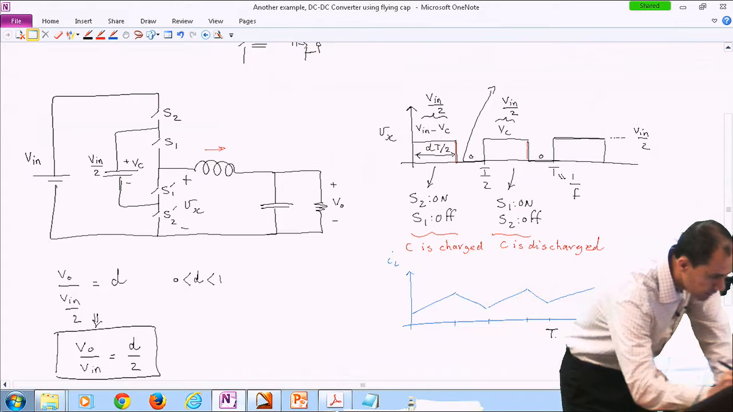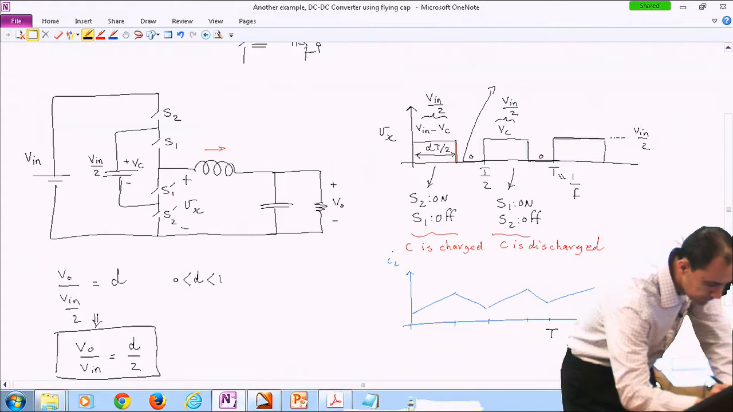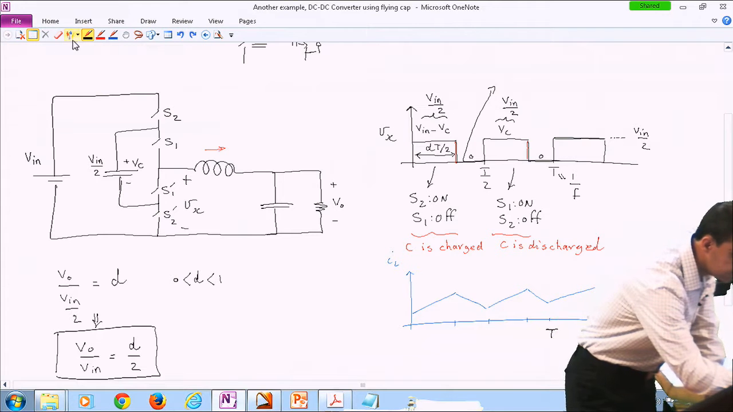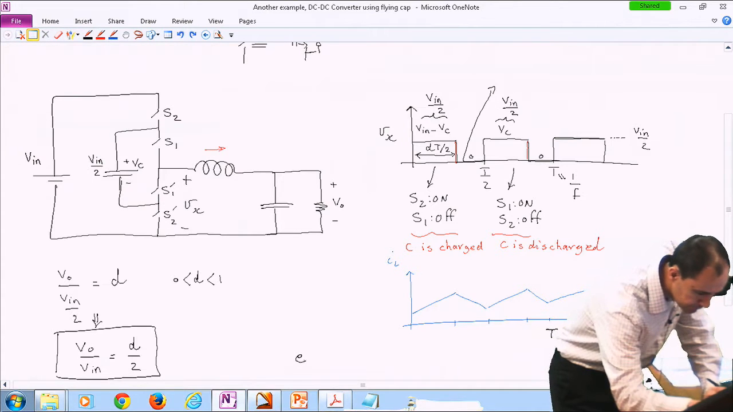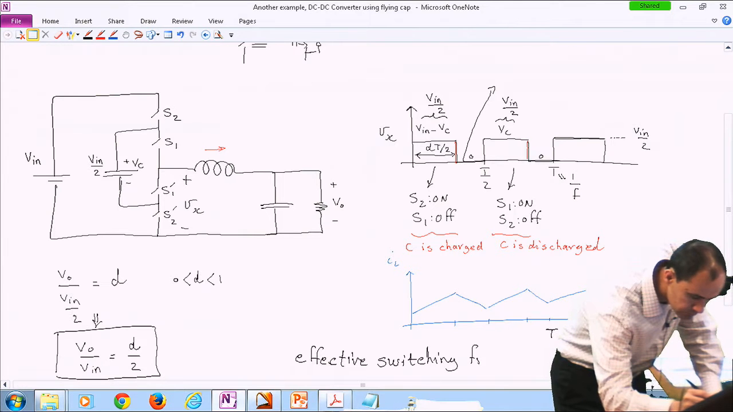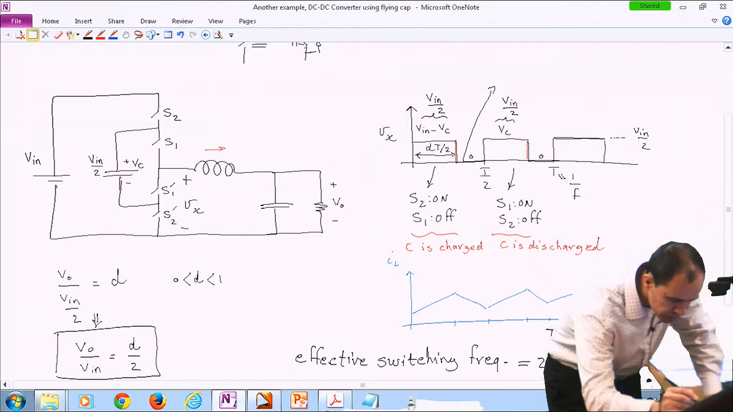So let me write it down here. It's twice the switching frequency.